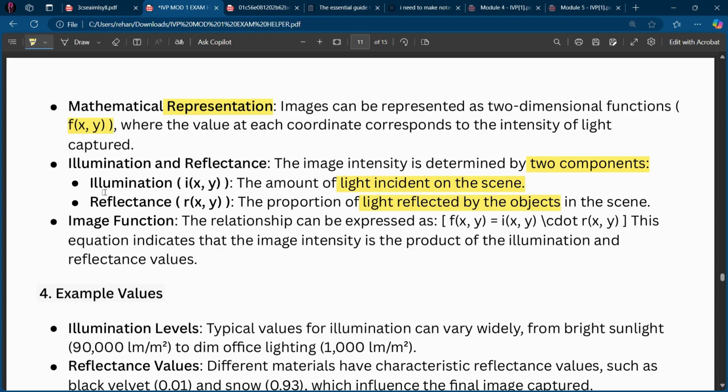Illuminance is i of x,y, and reflectance is r of x,y, such that f of x,y equals i of x,y times r of x,y. Here the dot is the symbol for multiplication, just a dot. Remember, this into this. This equation indicates the image intensity is the product of the illumination and reflectance values. The product, that is the multiplication, gives the image function.